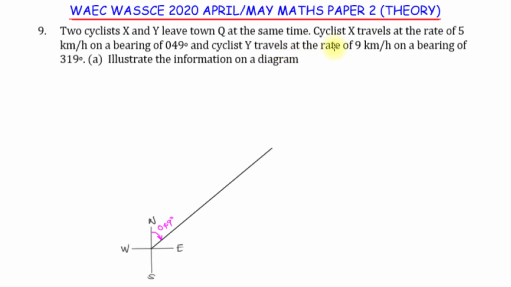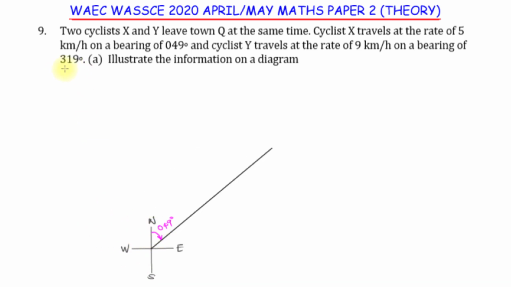Then for cyclist Y, we're told that he is traveling on a bearing of 319 degrees. So how do we get 319 degrees? From north to east is 90. From north to south, a straight line, is 180. From north to west is 180 plus another 90, making 270. And from north, making a complete circle, is 360 degrees, because that amounts to the angle at a point.